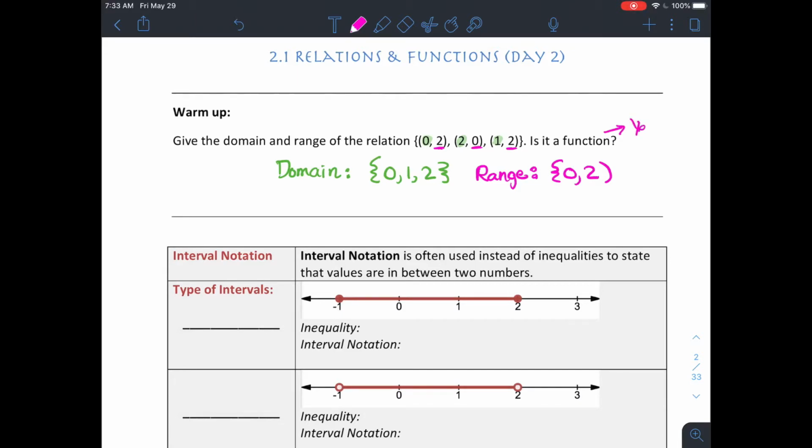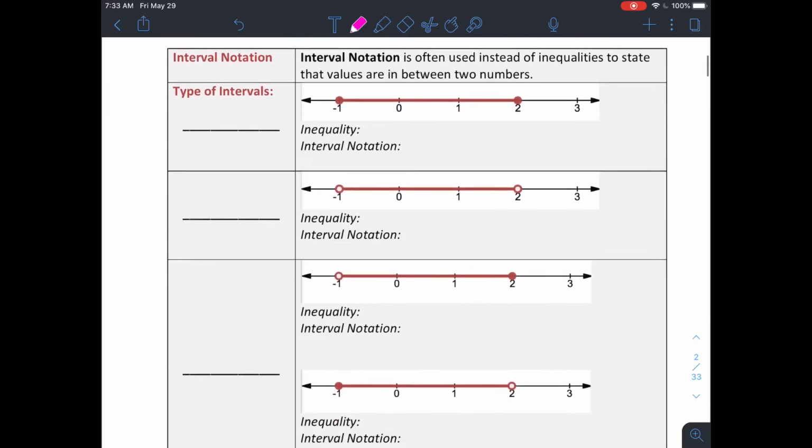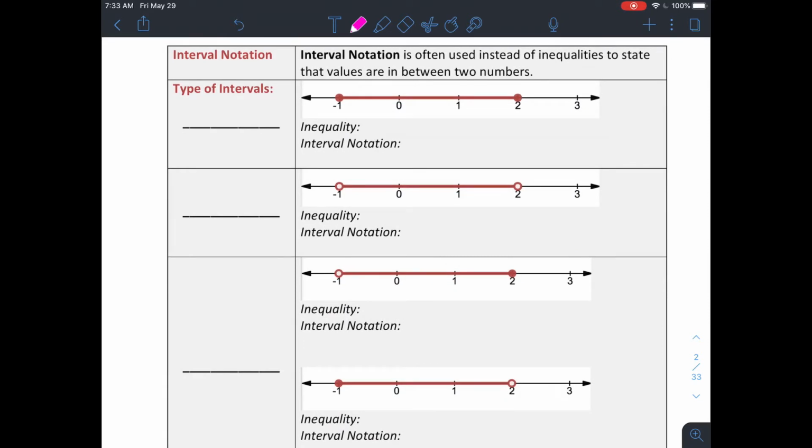input values are repeated. So we're going to talk about alternate ways that you can write inequalities today, or express a range of values instead of individual ones. And that is called interval notation.